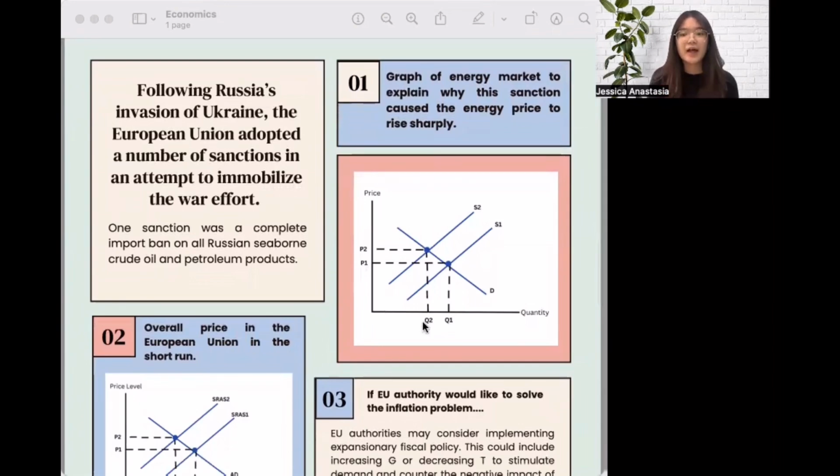sharply. As you can see, the graph shows the intersection of the supply and demand curve for crude oil and petroleum products, with the initial equilibrium price labeled as P1 and the initial equilibrium quantity labeled as Q1. When the import ban is imposed, the supply curve will shift to the left, resulting in a new equilibrium point with a higher price labeled as P2 and a lower quantity labeled as Q2. This demonstrates how the sanction caused the energy price to rise sharply due to a decrease in supply.